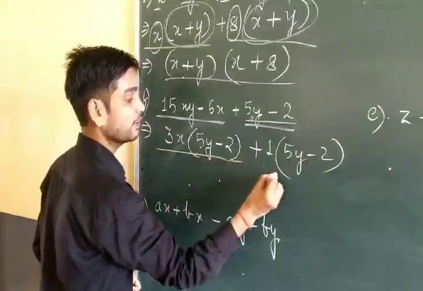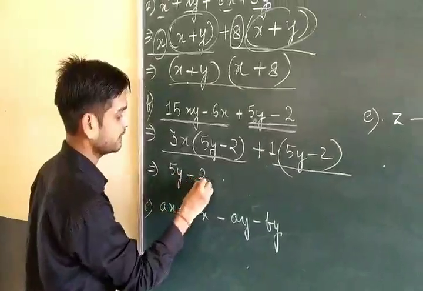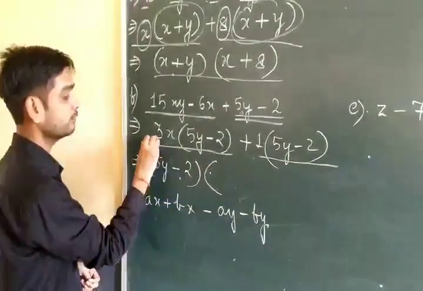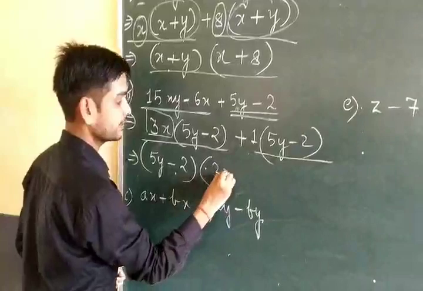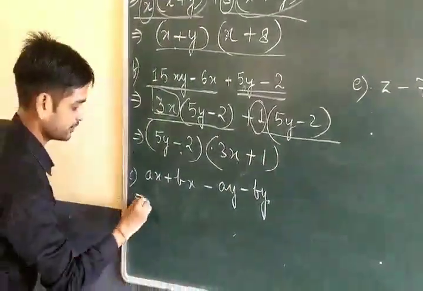So now you can see 5y minus 2 will be common. So from the first term what will be remaining? 3x, and from the second term what will be remaining? Plus 1. Let's see the next question.